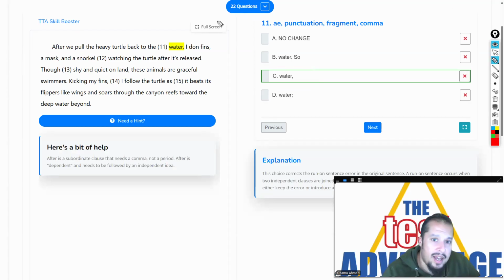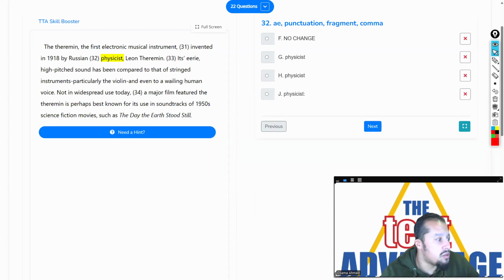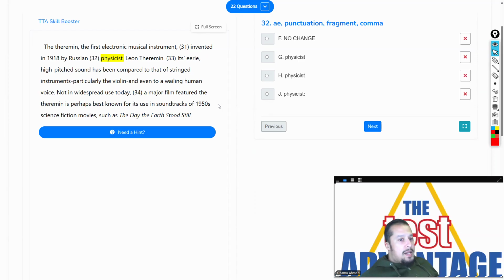He was asking me about I don fins. Don means to wear. It also means a mafia member. Let's try this one. Okay, avoid fragments, huh? No problem, my brew.